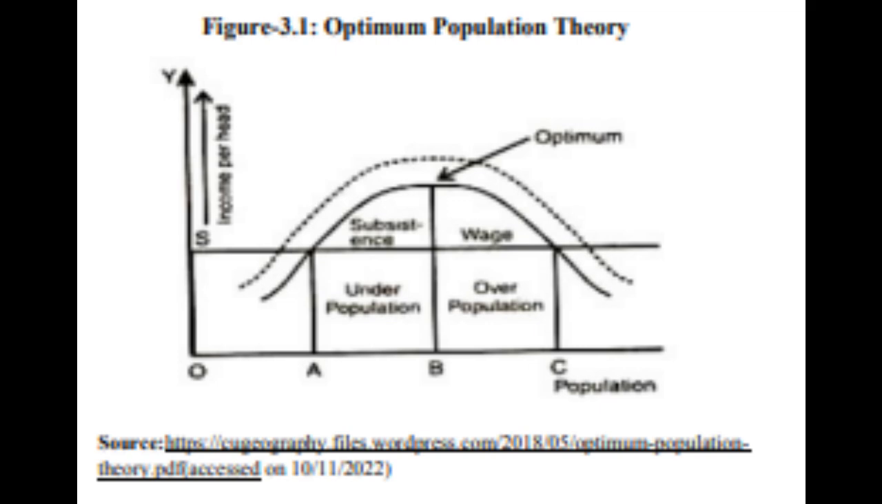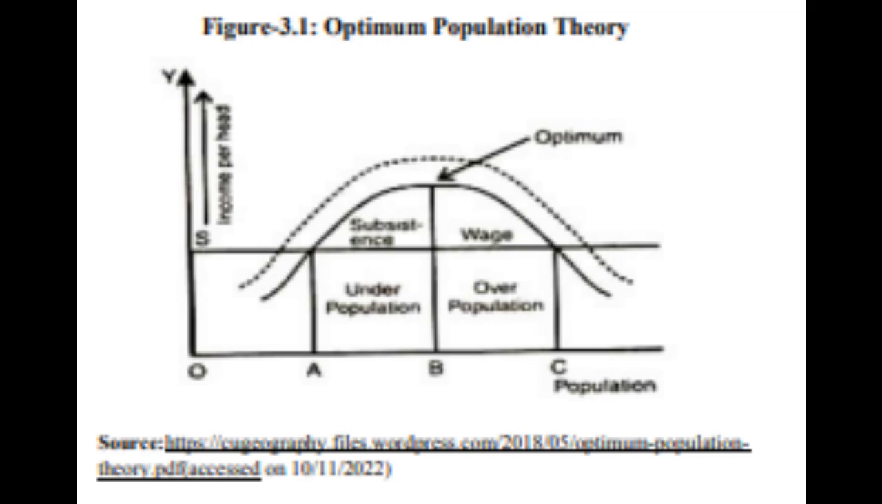Look at the screen. In this diagram, OP shows the optimum population, which uses the available resources to give itself the maximum income per head. OA is the underpopulation and OC is the stage of overpopulation.